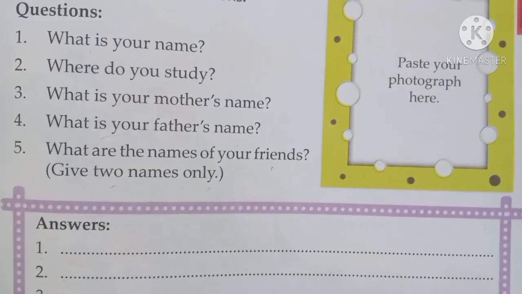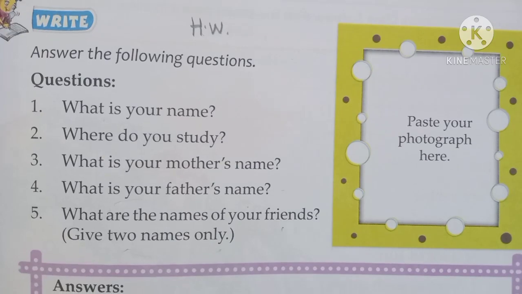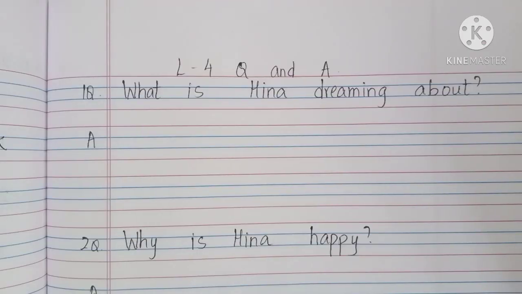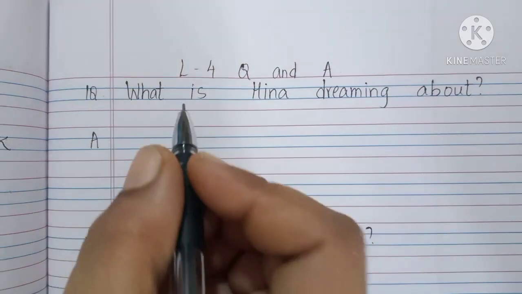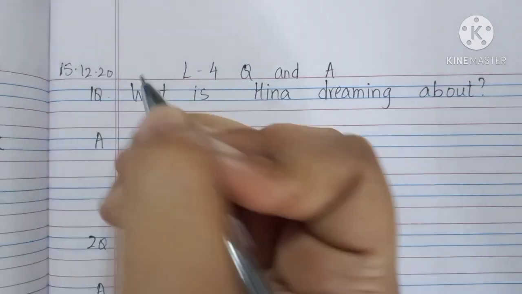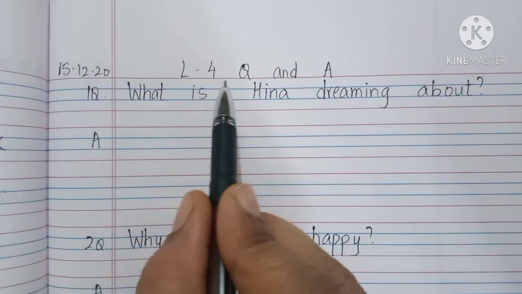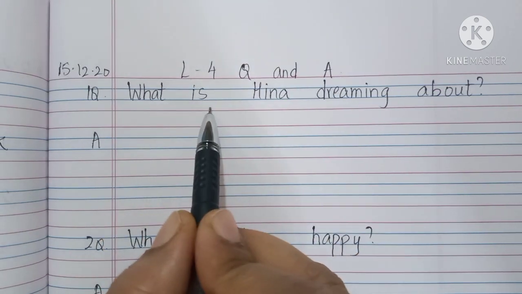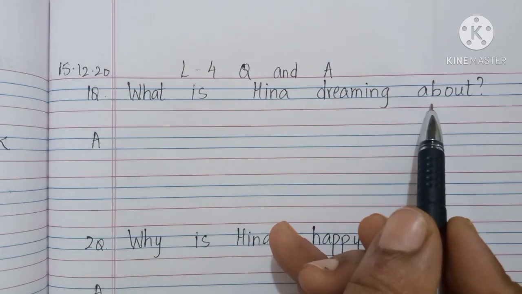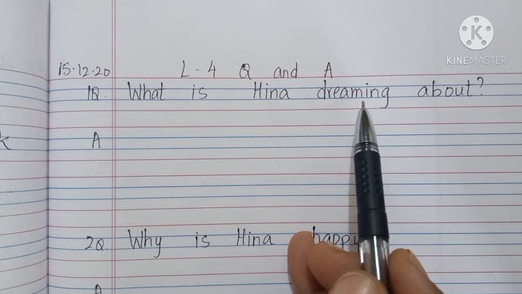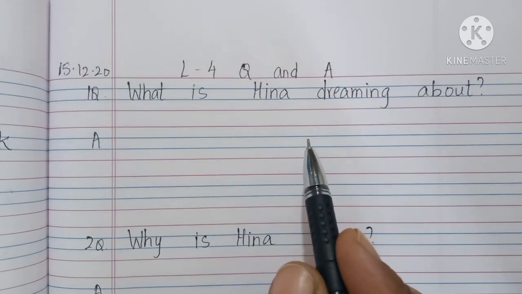Now you all have to open your English classworks to write the question and answers. Be ready with the classwork, children. Open your English classworks and we will be writing today's date. Okay, today is 15th December 2020. Our heading is lesson number 4, question and answers. First one is, what is Hina dreaming about? Did you remember the lesson? What was Hina dreaming about? Yes, Hina is dreaming about a rainbow, children.